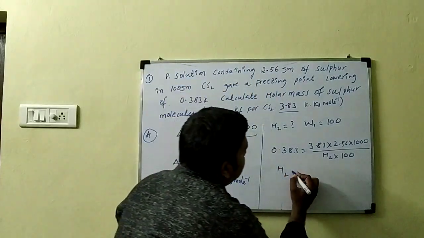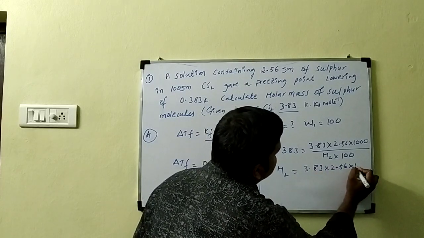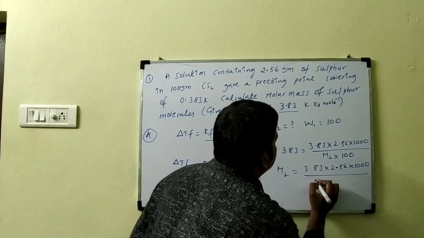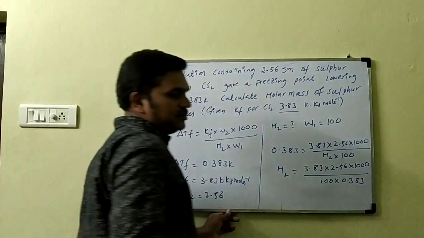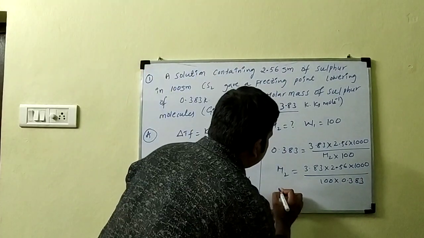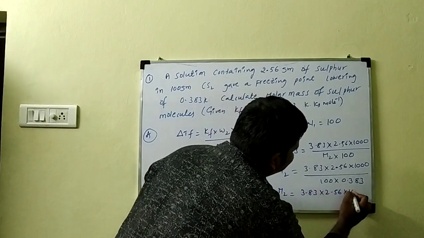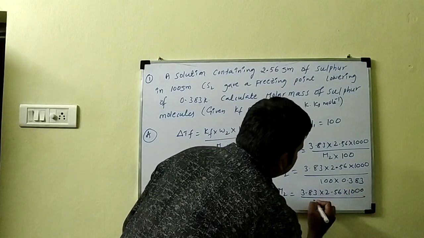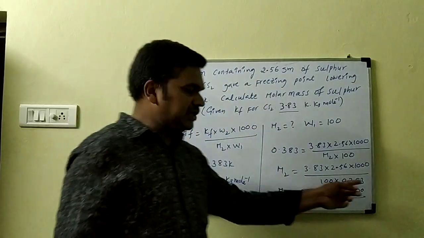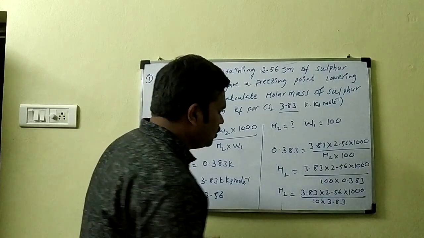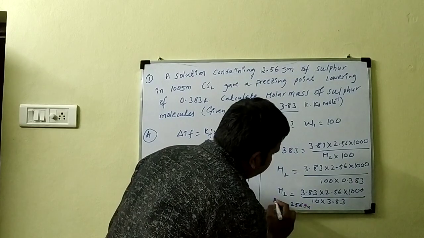What is M2 here? M2 is equal to 3.83 into 2.56 into 1000 by 100 into 0.383. From this you can write M2 is equal to 3.83 into 2.56 into 1000 by 100 into 0.383. If you solve this one, you will get the M2 value: 256 only.